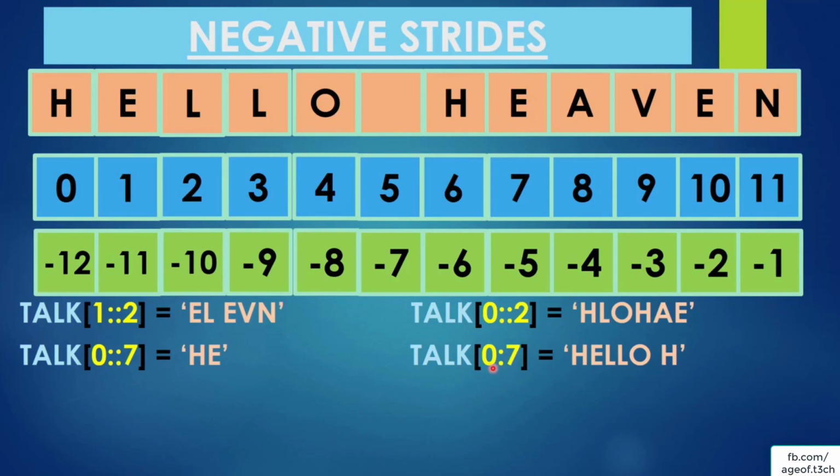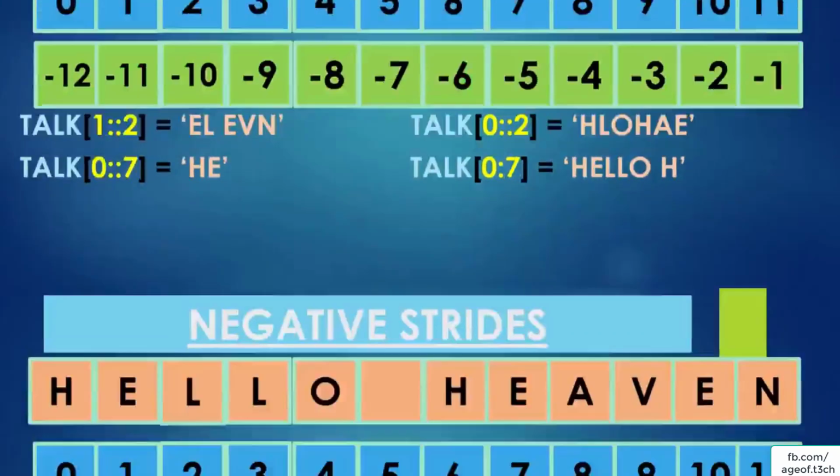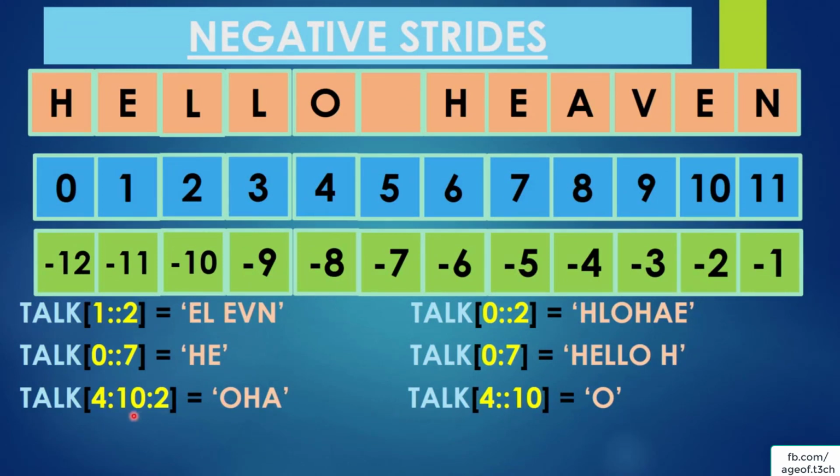And if we were to do just a slice as opposed to a stride, note that it only has 1 colon. So this is a slice on the right hand side, but here on the left hand side is a stride. And with the slice we get hello H. So we're starting at 0 and we're going up to H, and not including the 7th index, which is E. And lastly, if we were to do a stride of [4:10:2], we get OHA.